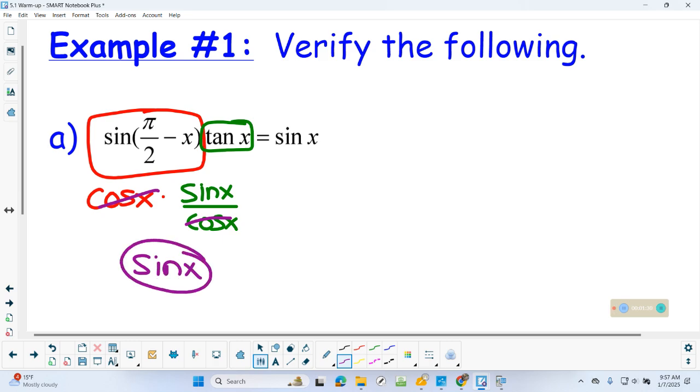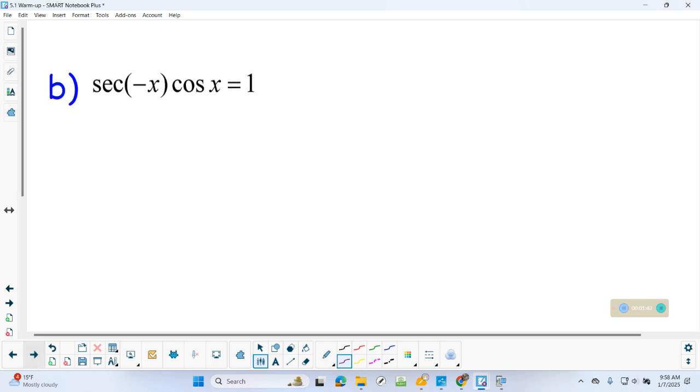We did it. So again, starting simple. These will eventually get more challenging, but we're going to make it nice and easy. So that's what you're working on today, just using your identities, showing how it really does turn out to equal the right-hand side. Okay, odd even. As soon as I see that negative x, I'm thinking it's an odd even. If you don't remember, look on your sheet.